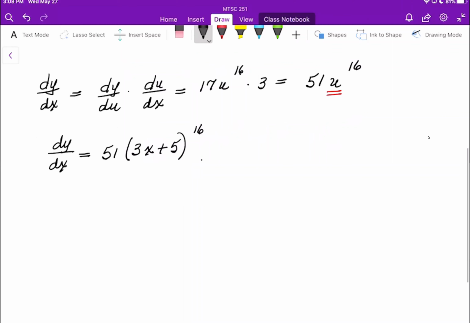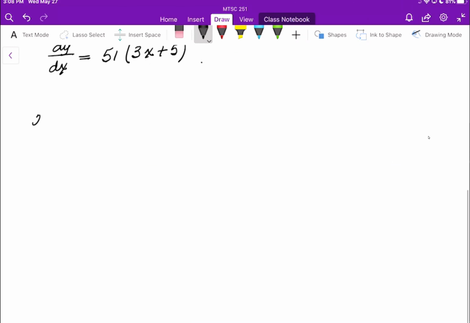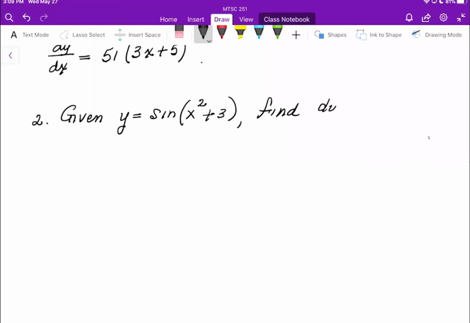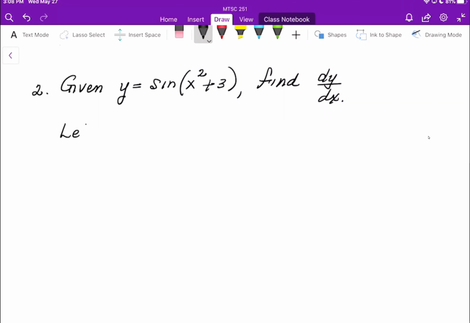Okay, next problem. Given y is the sine of x squared plus 3, find dy/dx. Okay, so again, we're going to let u be the thing inside, so that's x squared plus 3, and we're going to let y be the sine of u.